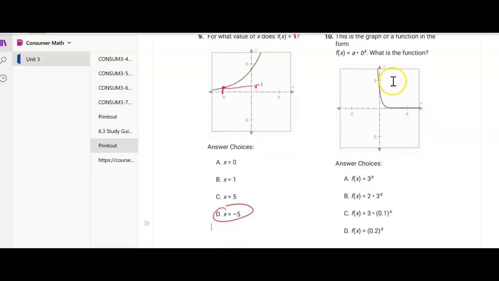Okay, and then this graph of the function form a times b to the x, what is the function? Right away, the first thing I do is find the y-intercept and my a value, which is (0, 3). So right away, you know it's f of x equals 3 times something. So I can eliminate that answer and this answer. If I look at this, we are decreasing from left to right. Therefore, I know my b value has to be less than 1 and greater than 0. So it has to be letter C.